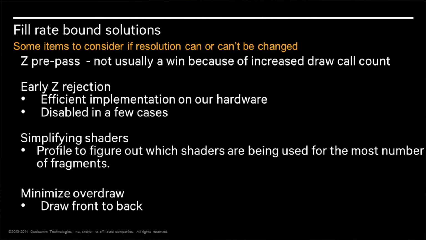You could also try profiling your game and figuring out which shaders are being used for the most number of fragments or for the most amount of time. Finding these shaders first will give you a starting point for optimization. Lastly, pay close attention to the rendering order of the scene and try to render in a front-to-back order. The skybox or background element should be rendered last.